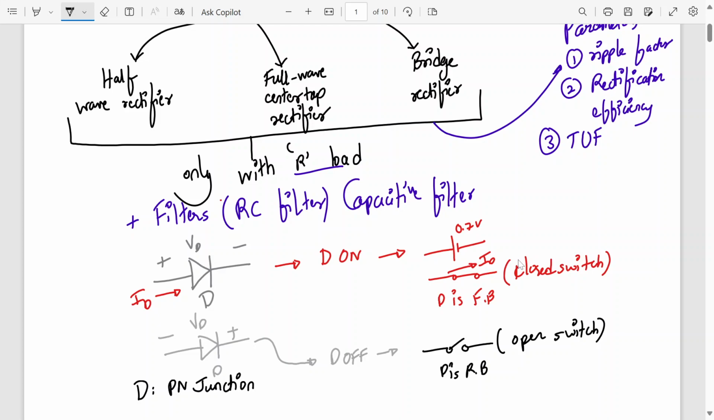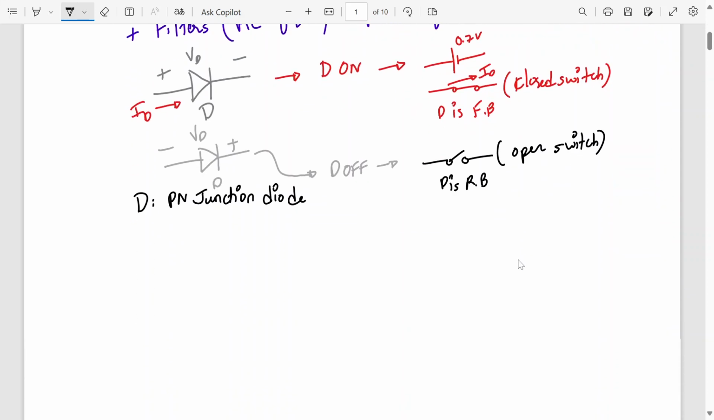Okay, so with this information, can we start with rectifiers now? Everyone ready? Yes, sir. Yes. Okay, so let us start with rectifiers.